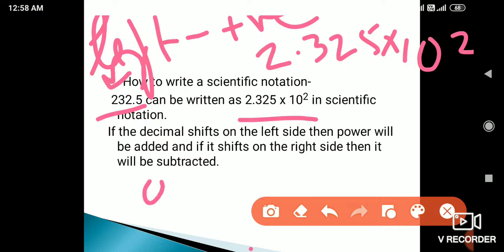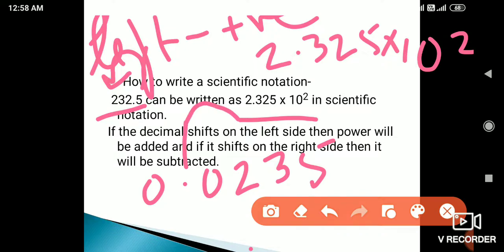Suppose the number is 0.0235. Now this number you have to mention in the scientific notation. Now if you have to convert the decimal from the standard form, it is just simple math, no need to worry. You have to shift the decimal two digits towards your right.